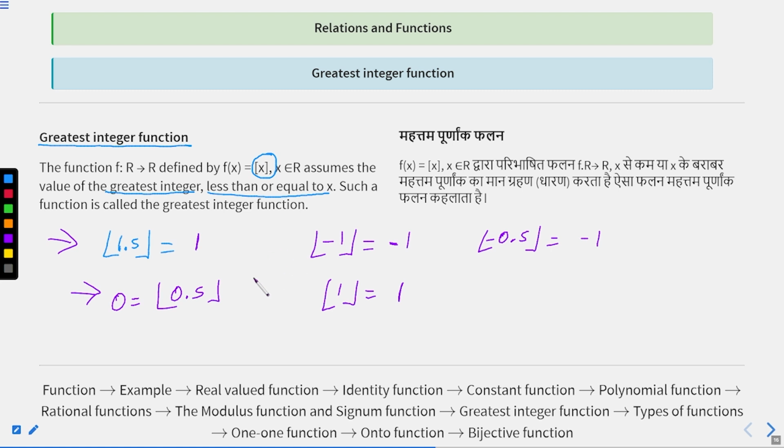I hope that for every function we discussed, the graph of each is also clear to you.